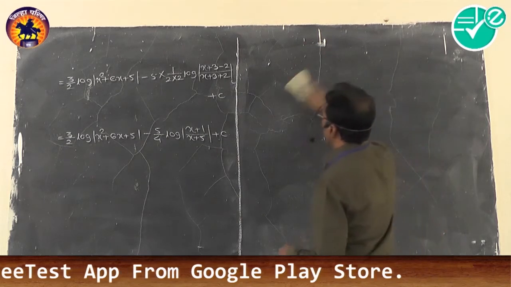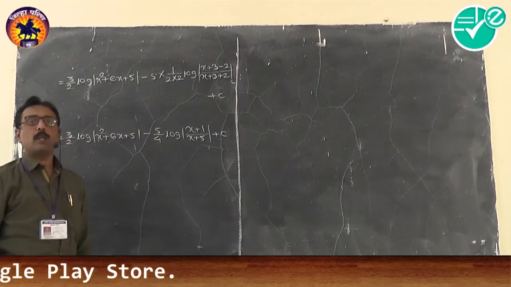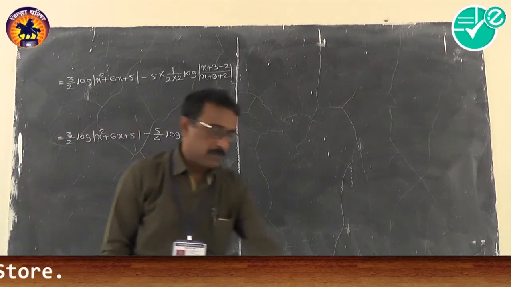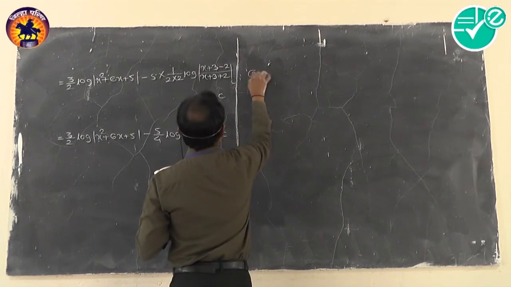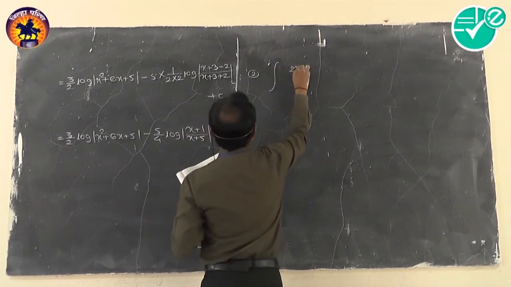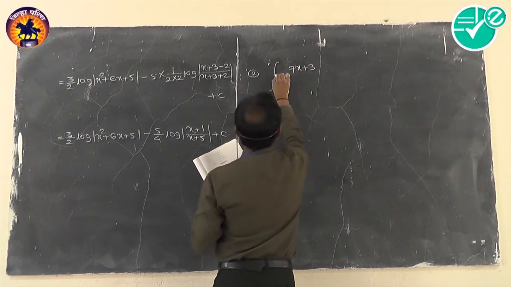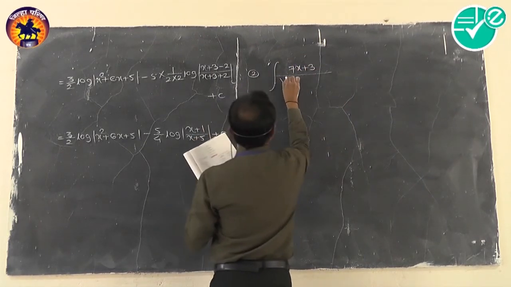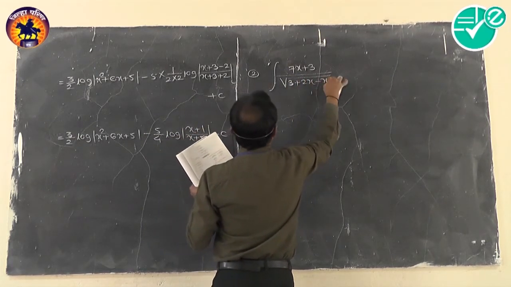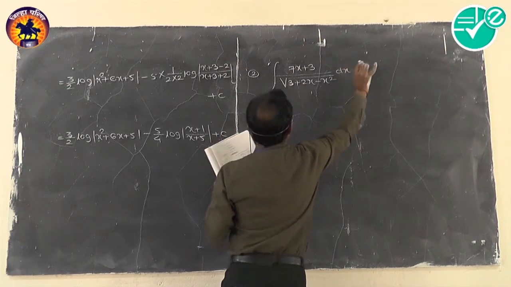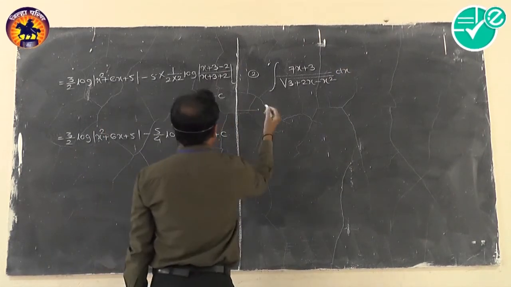Now one sample example of the first type I have solved. Now we'll solve one next example from the second type. Now the second type is here. The numerator will be a linear portion, that is 7x plus 3, but the denominator is quadratic with square root. Actually it is square root of 3 plus 2x minus x square, and in that dx. We'll solve this problem, then come to the next part here.